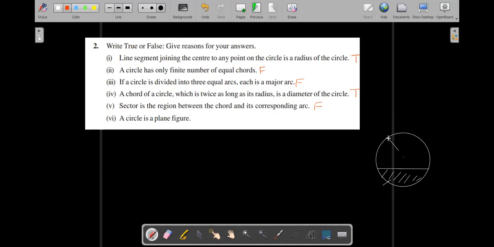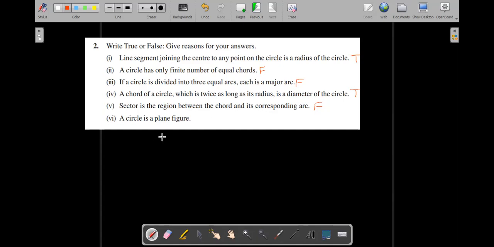Sector is what? When we have two radii, this is called a sector. This is a segment, and this is a sector. This is a sector, and this is a segment. Okay, got it?